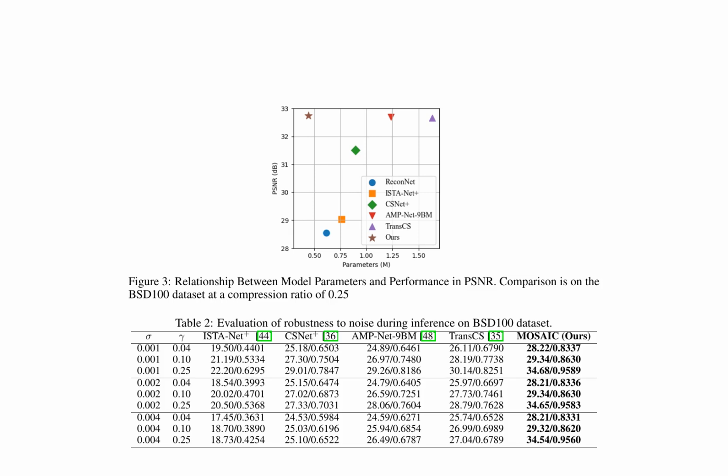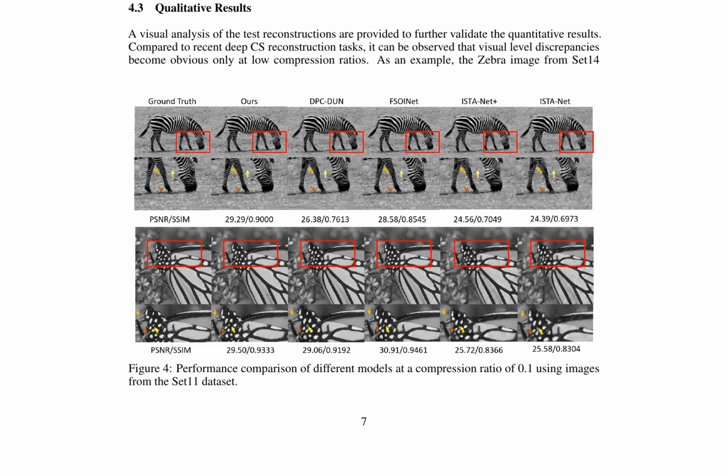The authors evaluate the robustness of their proposed model, MOSAIC, to noise during inference on the Urban100 dataset. Table 2 presents the results, demonstrating that MOSAIC outperforms existing methods, including ISTA-Net+, CS-Net+, AMP-Net-BM, and Trans-CS, in terms of PSNR and SSIM across various noise levels and compression ratios. Figure 3 illustrates the relationship between model parameters and performance in PSNR, further supporting the robustness of MOSAIC.